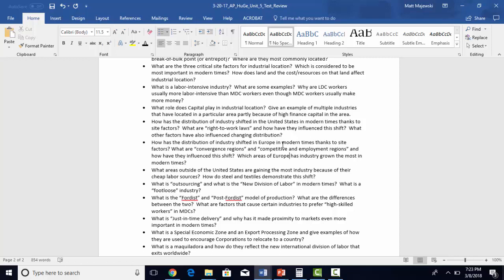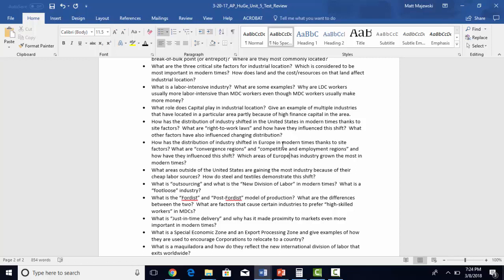What's the new division of labor? This is the international division of labor. This is the idea that businesses now completely analyze every part of their production process, and in order to cut costs, they will send low-skill jobs to overseas locations. The higher skill, higher education requirement jobs stay in the MDC.